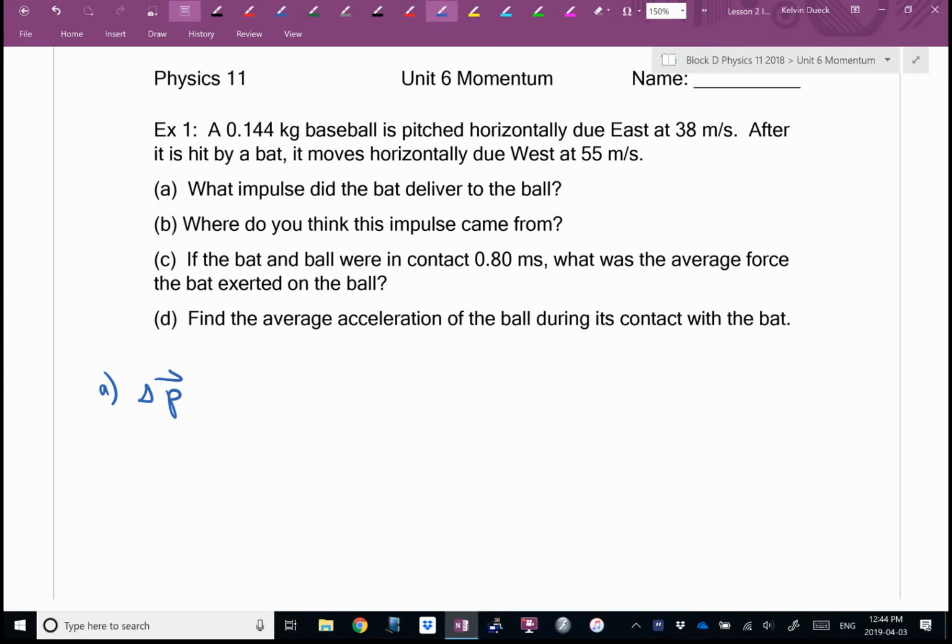So I'm going to turn this equation into mv final minus mv initial. Impulse.